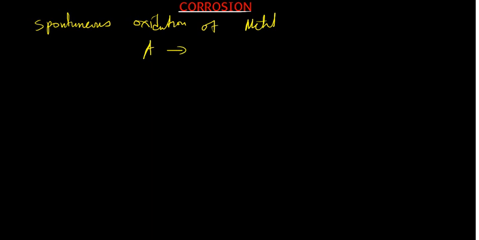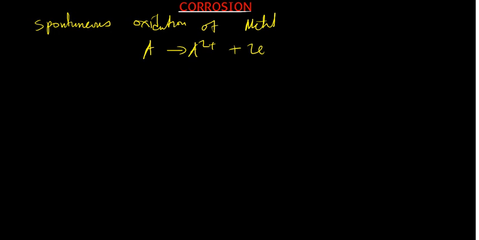And so say you have got a metal A. When it becomes A2+, it loses 2 electrons. So this is a metal. Now it has become an ion by losing 2 electrons. What it has done is gotten oxidized. We know that oxidation is the loss of electrons. And so this is what causes corrosion.